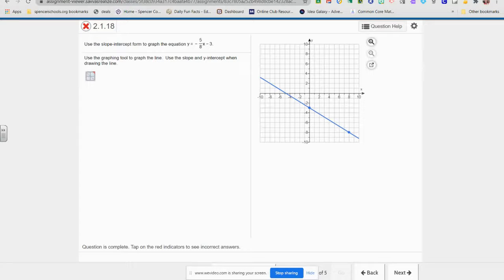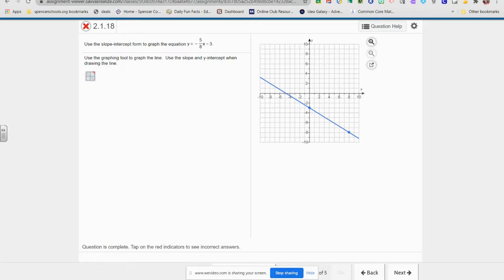Just a quick video to go over lesson 2.1's quiz. Remember, this quiz is over slope-intercept form, and slope-intercept form is y = mx + b. So this is the form that tells us the slope, which is in the m spot, and the y-intercept, which is in the b spot.